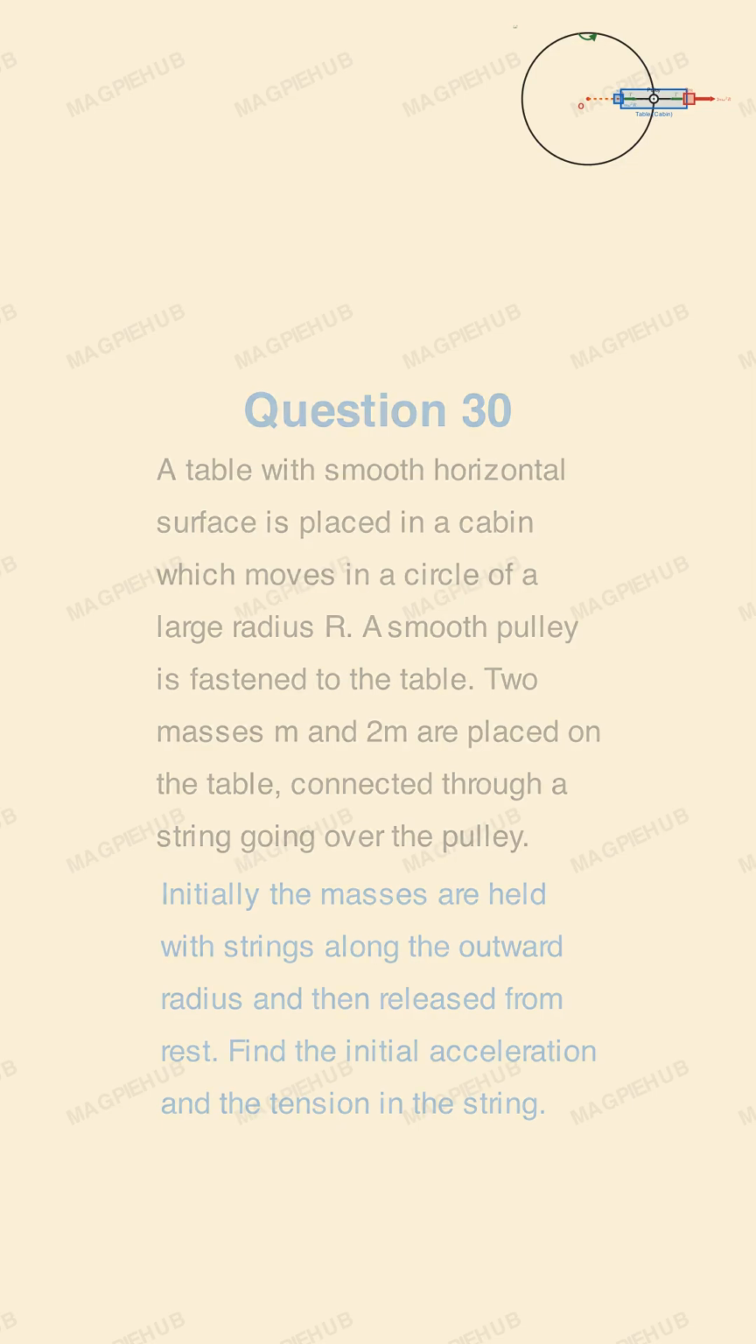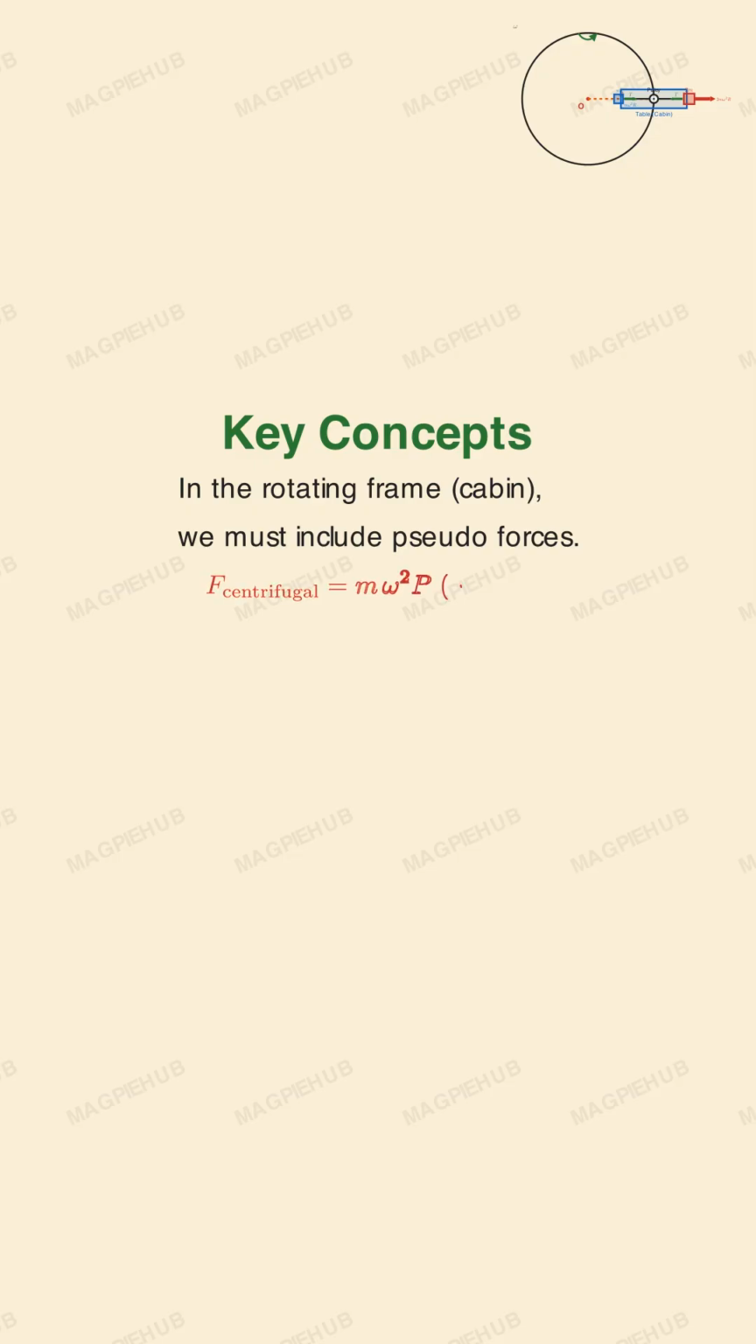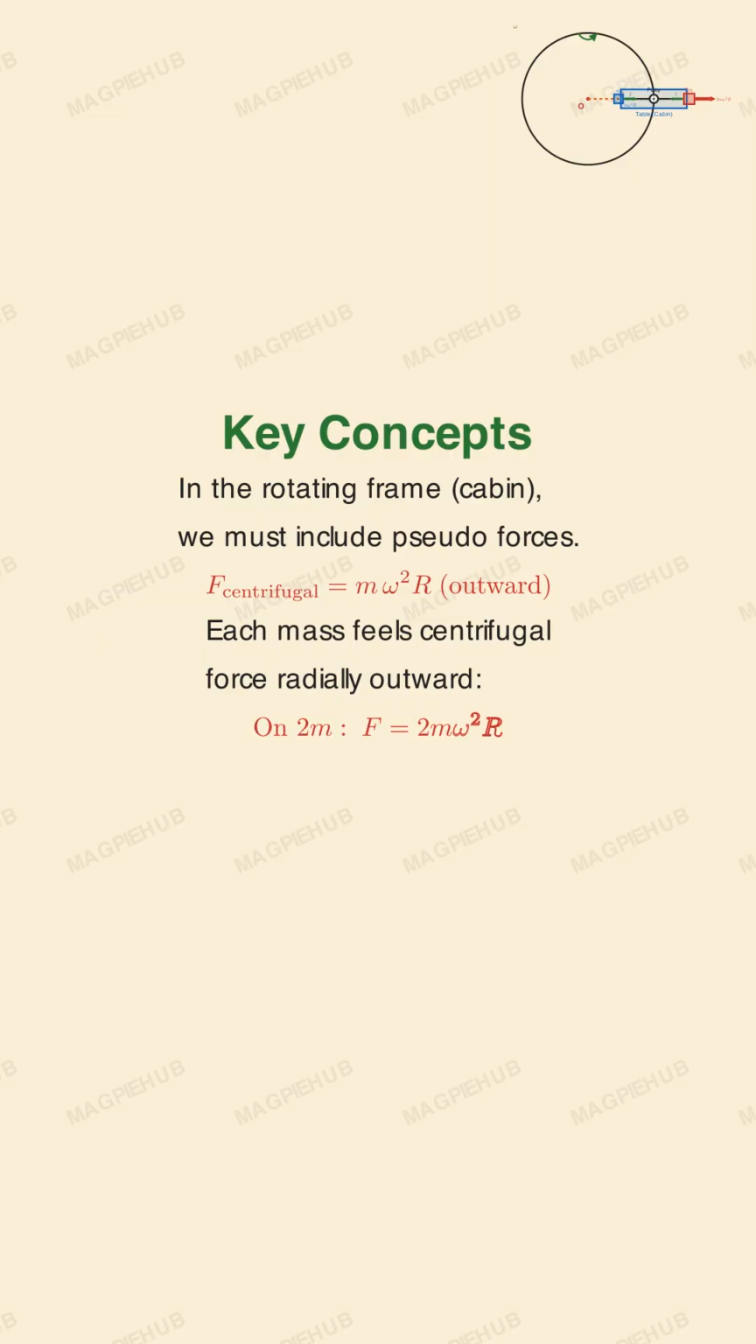Find the magnitude of the initial acceleration of the masses as seen from the cabin, and the tension in the string. The key concepts. Since we are working in the rotating frame of the cabin, we must include pseudo forces. Each mass experiences a centrifugal force directed radially outward, equal to mass times omega squared times r. On mass 2m, the centrifugal force is 2m omega squared r. On mass m, the centrifugal force is m omega squared r.